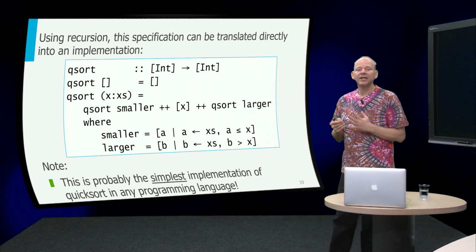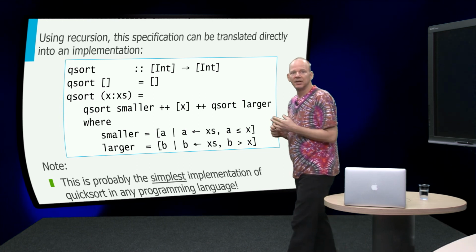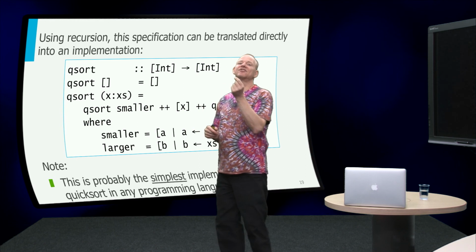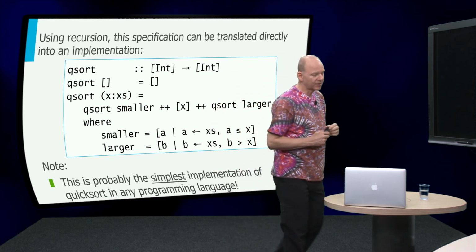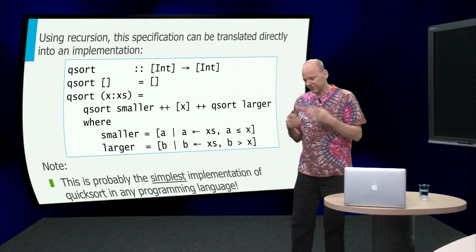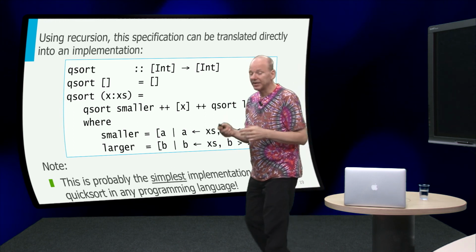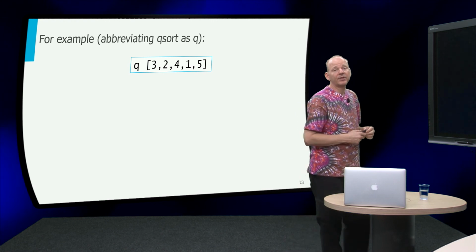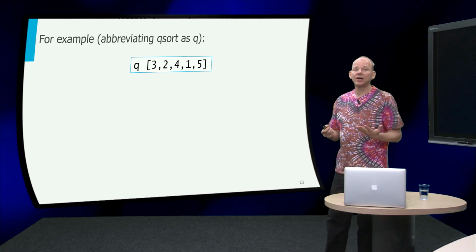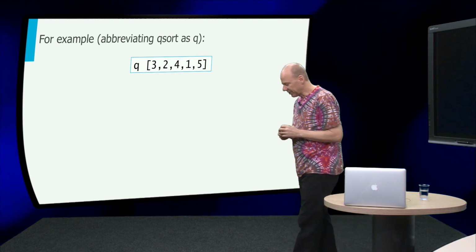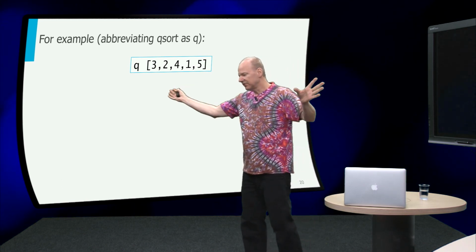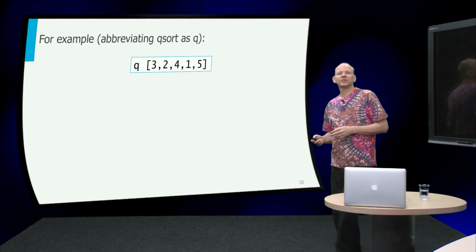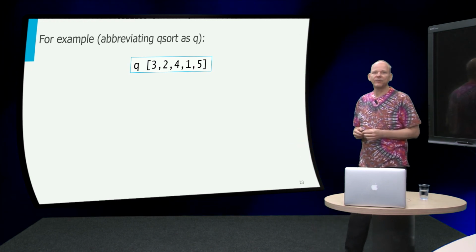So this is a very simple implementation of quicksort, but again, it's also a very simplistic implementation of quicksort. But if you want to understand the structure, this is probably a very good illustration. If we want to illustrate how this works, let's abbreviate quicksort as Q, such that the slide doesn't overflow. So we want to sort the list 3, 2, 4, 1, 5.